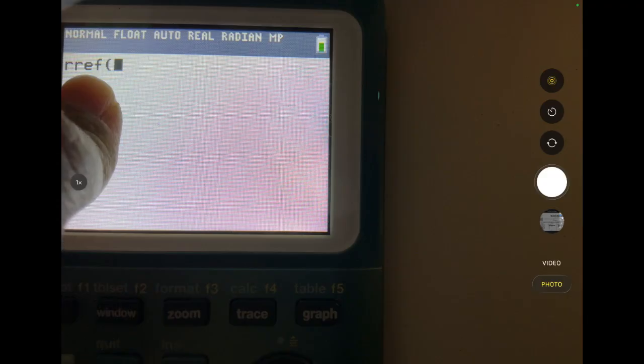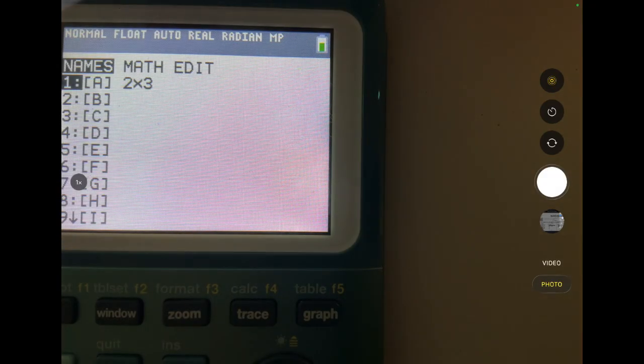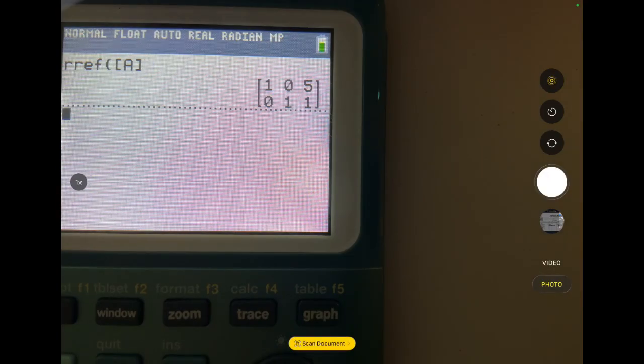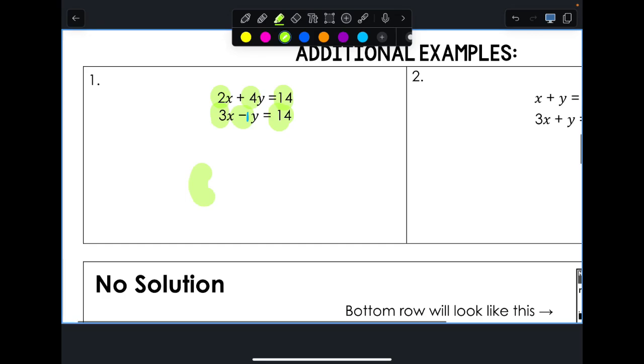Go back into matrix the 3rd time. Second matrix. Then stay in this screen. Press enter twice. 1, 2. So these lines intersect where? 5, 1. At 5, 1. That is the point of intersection. Oops. Let me switch back to my pen. 5, 1.